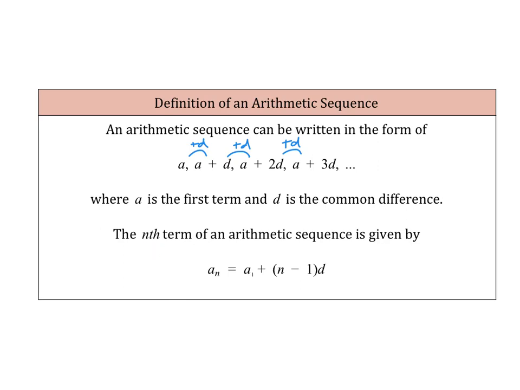There is a formula that we can use to help us write an arithmetic sequence. The nth term of an arithmetic sequence can be given by a sub n equals a sub 1, the first term, plus n minus 1 times d, that common difference. All you need to know are the first term and the common difference, and then you can write the arithmetic sequence.